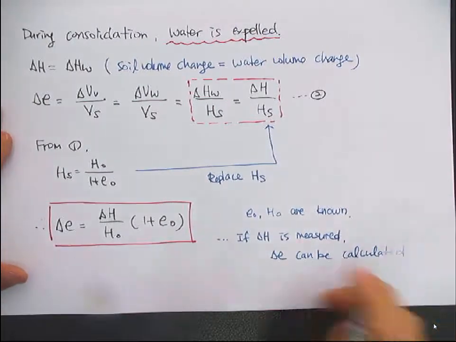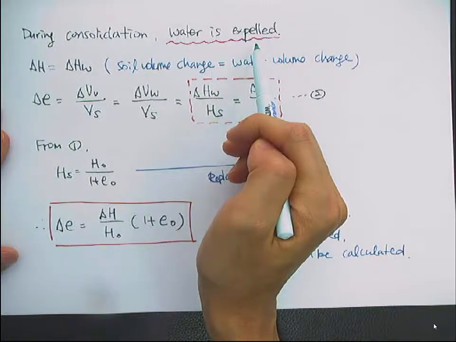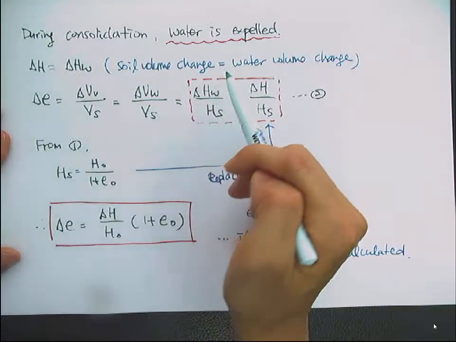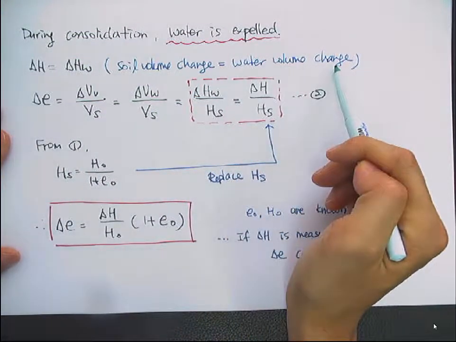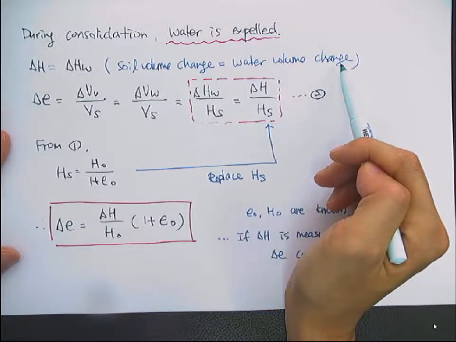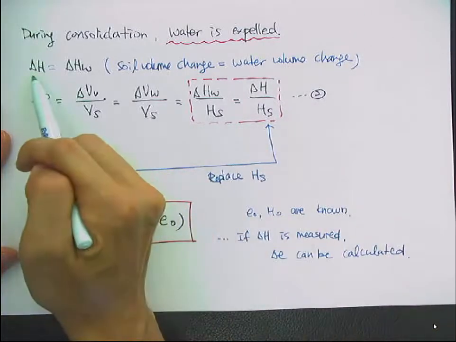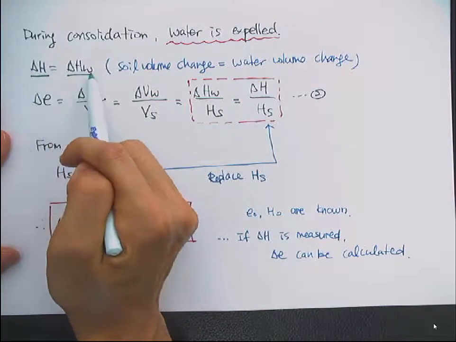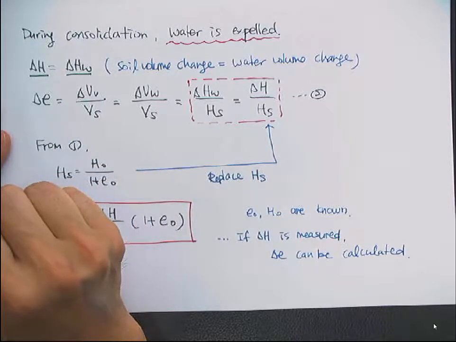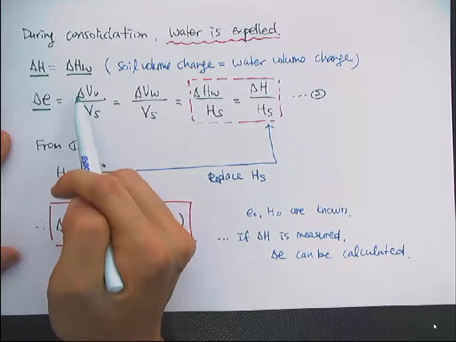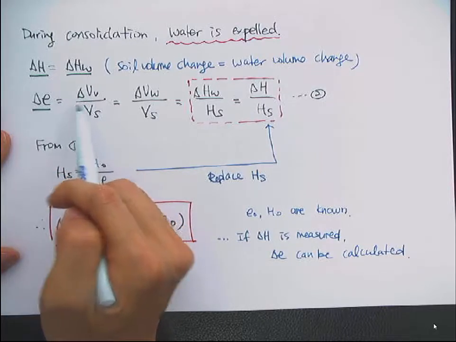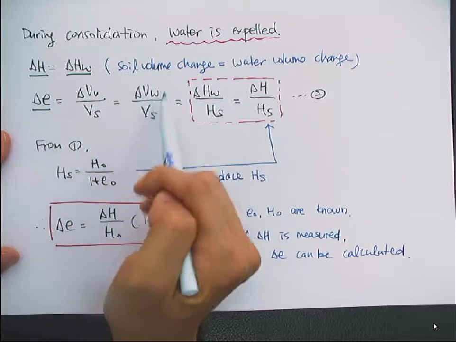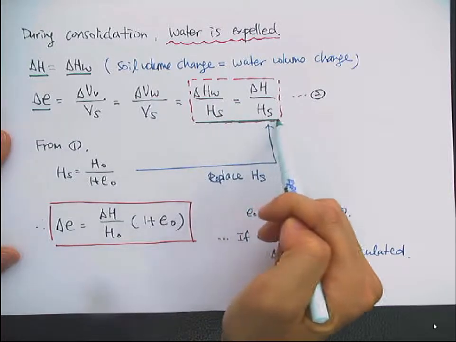And during consolidation, the water is being expelled, so there's no change in solid volume. So total soil volume change is equal to the water volume change, because there's no change in solid volume, only the water is being expelled. So delta H, total height change, is the same with the water height change, delta Hw. And void ratio change is defined as the void volume change over the solid volume. And because the soil volume change is the same with the water volume change, then we get this second equation.